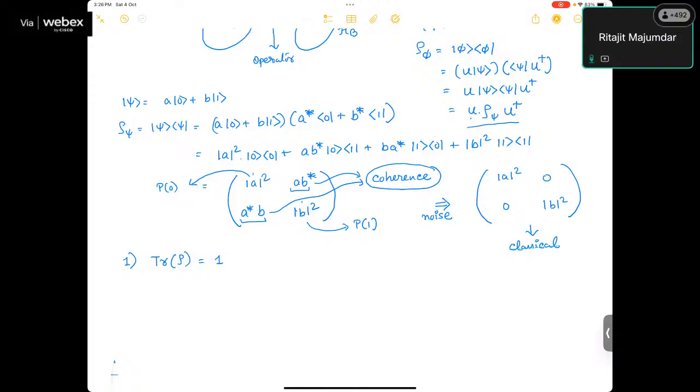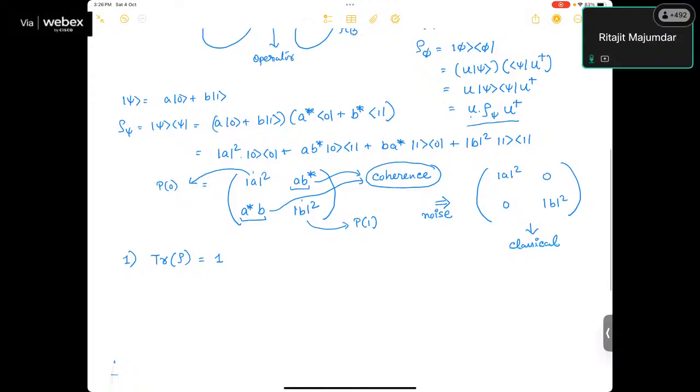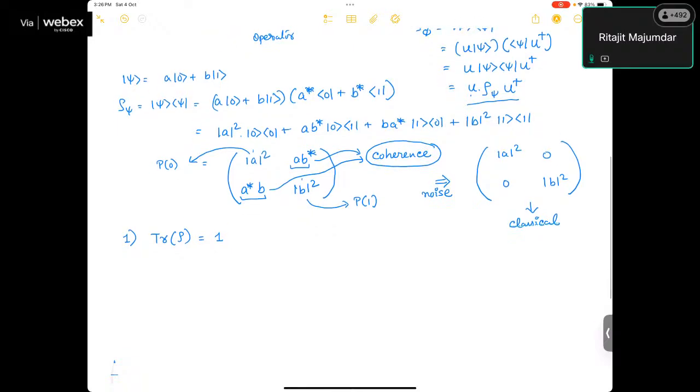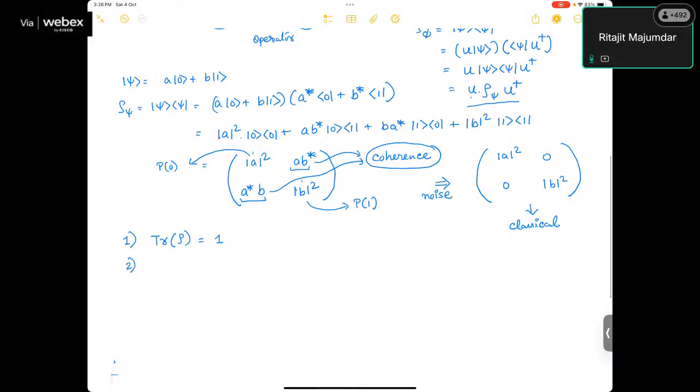But anyway, this is my first requirement: trace of rho should be equal to 1 for every scenario. There is another requirement for being a density matrix, that is, all the eigenvalues of this density matrix should be greater than or equal to 0. Because these eigenvalues, what do my eigenvalues tell me here?